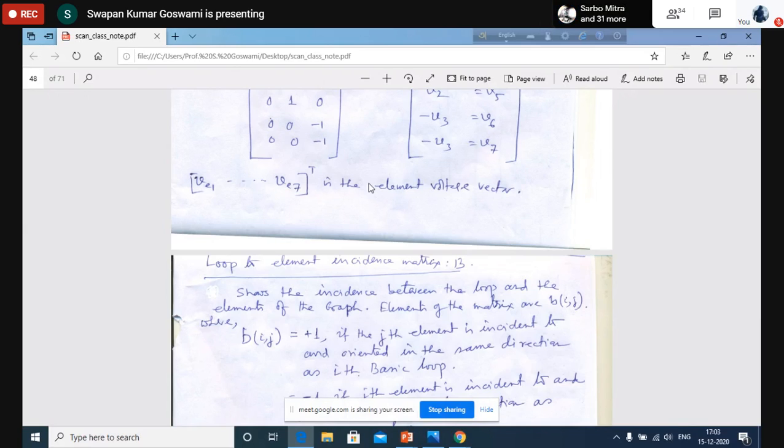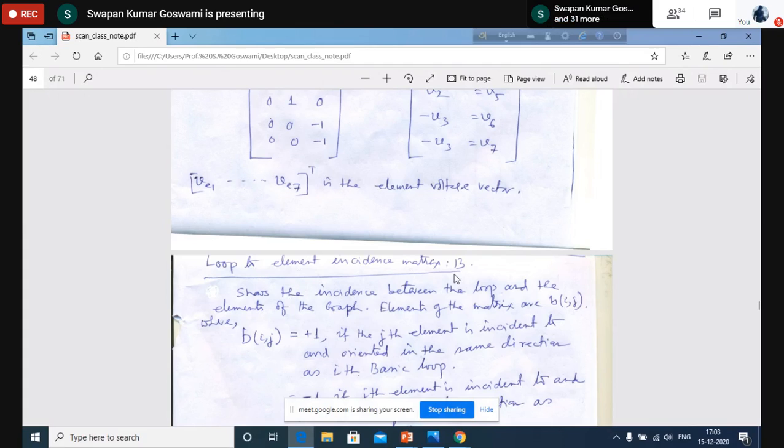Now those basic loops are to be expressed in terms of some mathematical notation. For that we shall be using this matrix B, and we shall call this matrix B the loop to element incidence matrix. Am I clear? That means the description of the loop, that is, which elements of the graph form a network loop, will be expressed with the help of matrix B. So the loop to element incidence matrix's function is to describe the network loop in terms of the elements of the network. So how shall we form this matrix B?